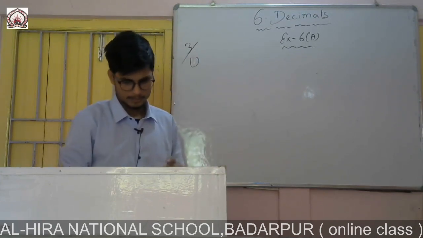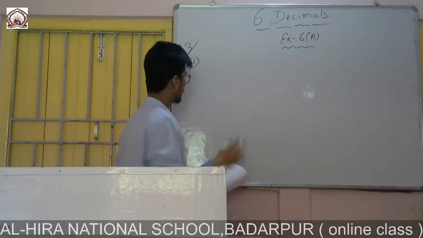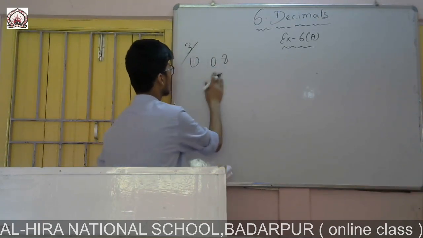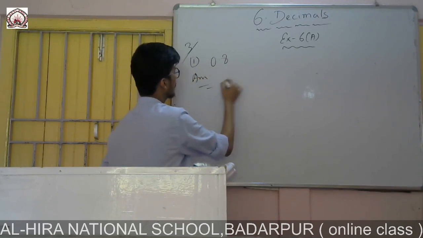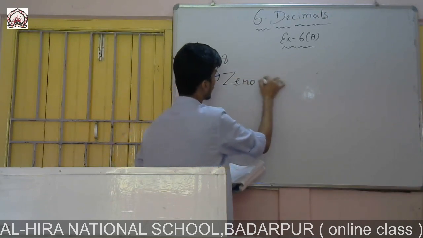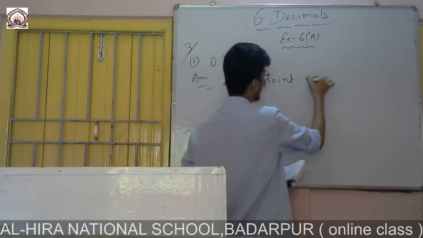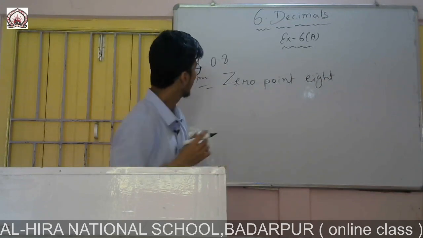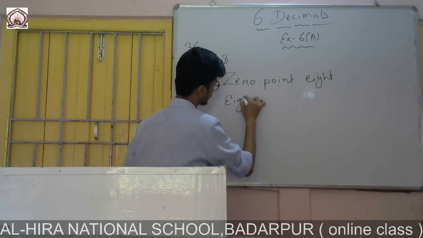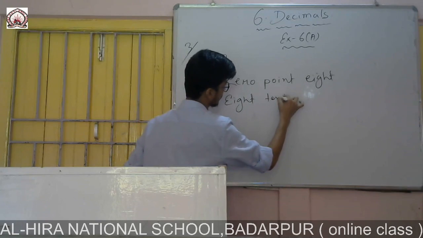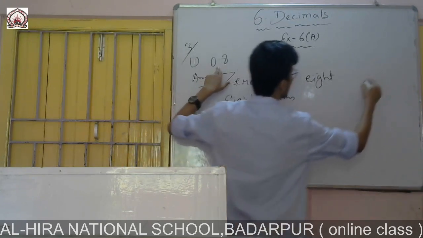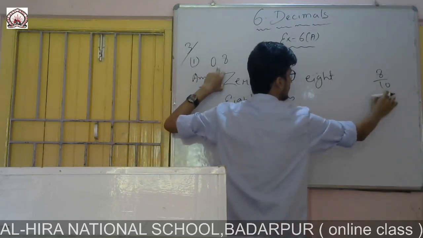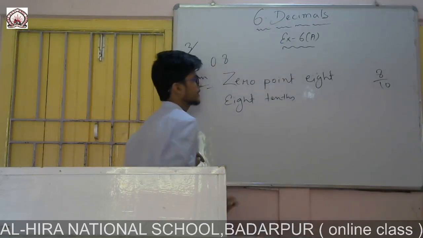Question number 3, Roman number 1, it is 0.8. Both ways you have to write. One will be 0.8 and another one will be 8 tenths. 0.8 is equal to 8 by 10. I can write it as 8 tenths.